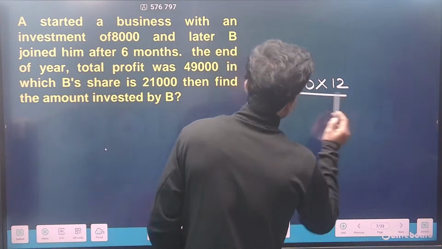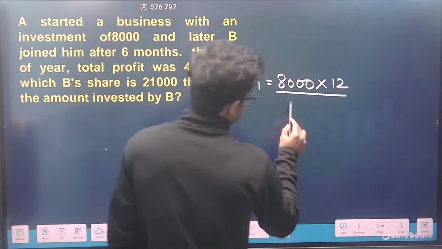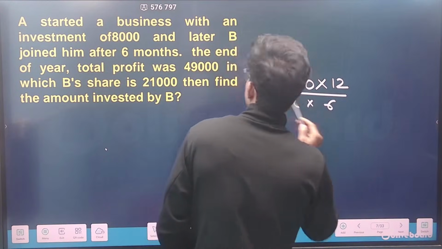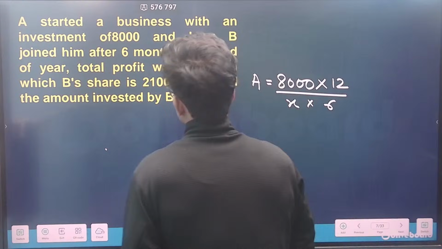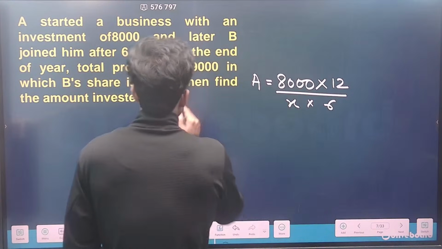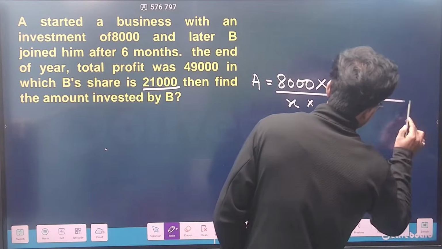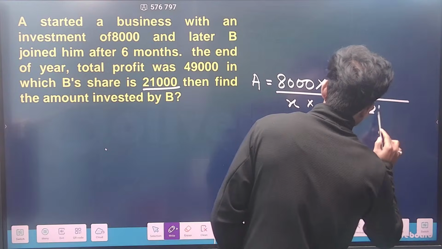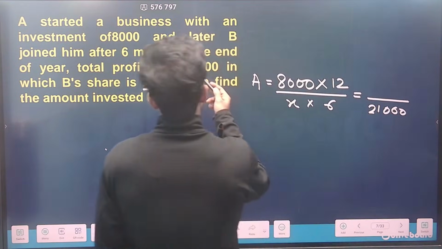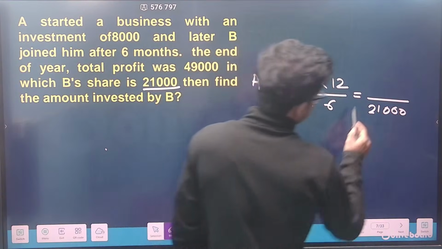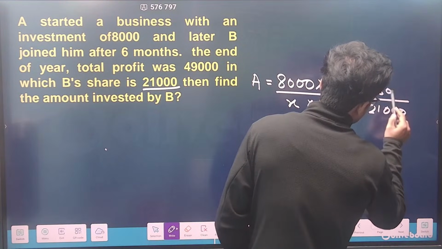So I would say, I don't know the investment of B. Let it be X. But he joined for 6 months. After 6 months means the end of the year, the total profit was 49,000, in which B's share was given. So suppose, guys, B's share given to me is 21,000. And 49,000 minus 21,000 will give you 28,000. Is it right now?